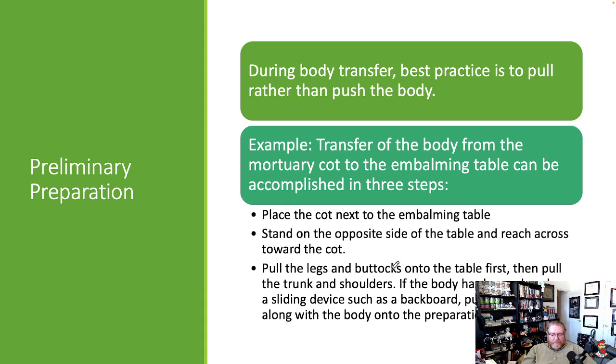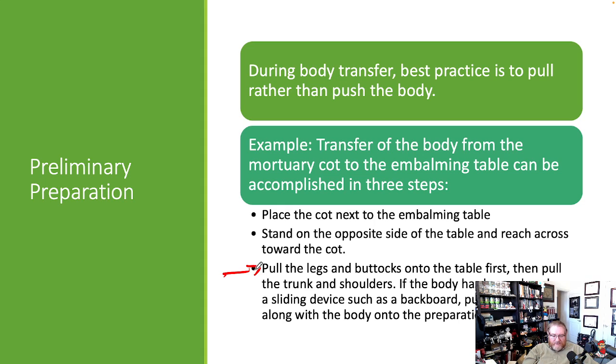During body transfer, the best practice is to pull rather than push the body. So if you are having to move a body from the cot or the stretcher over to the table yourself, you should not sit there and push the body onto the table. You should grab the body and pull it towards yourself onto the table. And it gives you a sequence by which to do this. Again, the most important part, pull the legs and buttocks onto the table first, and pull the trunk and shoulders. Professor Finn's going to say it again in case you missed it the first time. Where the hips go, the rest of the body goes with it. So if you can get the hips onto the table, the rest of the body will come naturally after that.